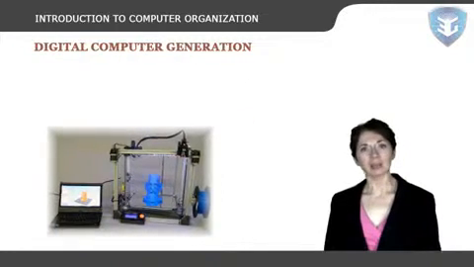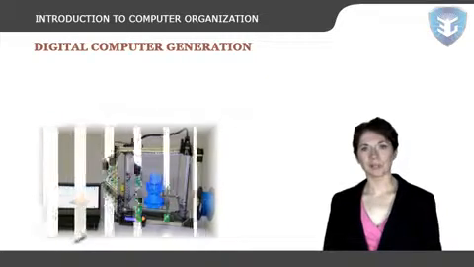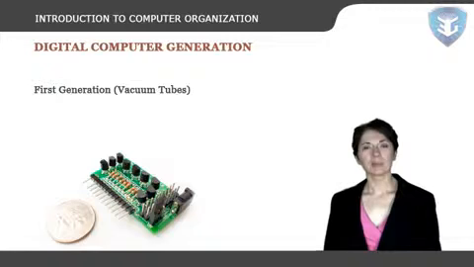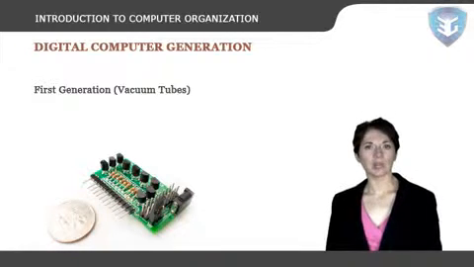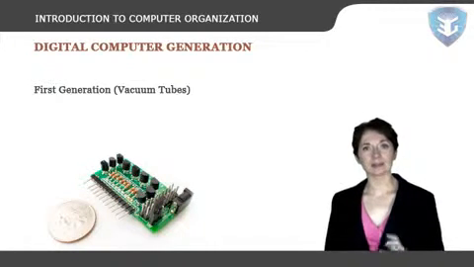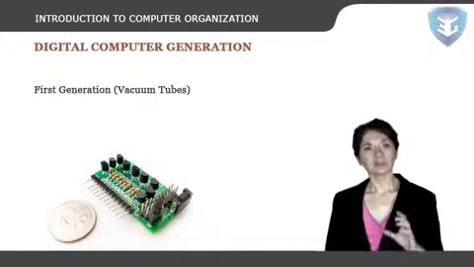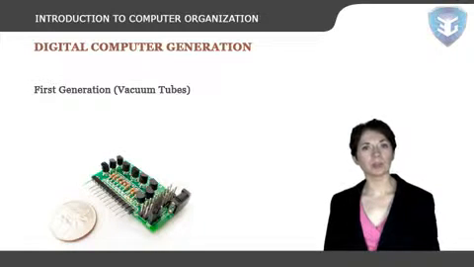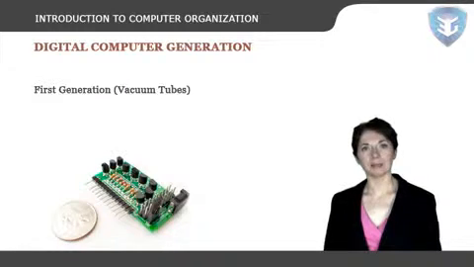Let us now talk about the digital computer generation. First generation, vacuum tubes. The period of the first generation was 1946 to 1959. The first generation of computers started with using vacuum tubes as the basic components for memory and circuitry for the CPU, or Central Processing Unit.